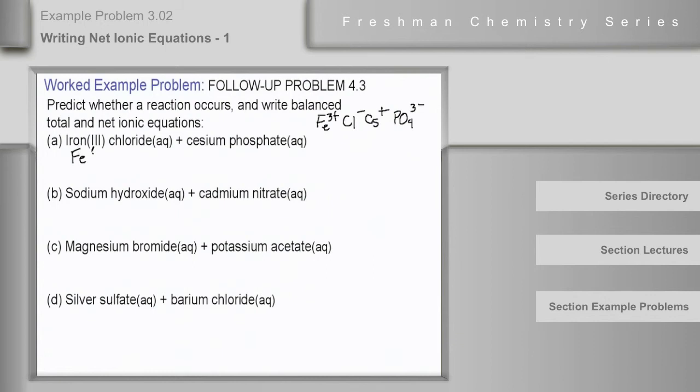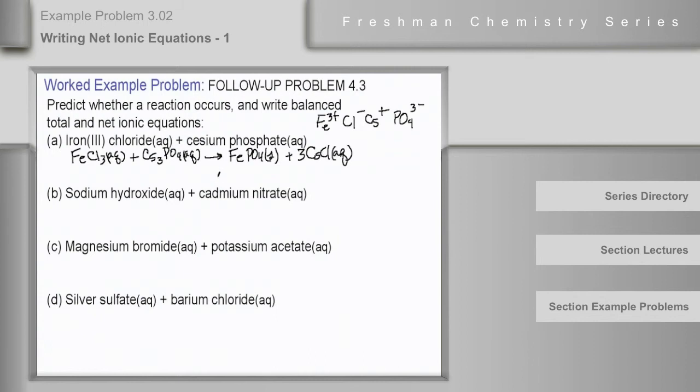It would look like this: FeCl3 aqueous plus cesium phosphate, which would have a formula Cs3PO4 aqueous, and the insoluble compound would be FePO4. This would be a solid, iron 3 phosphate, and then cesium chloride would be aqueous.